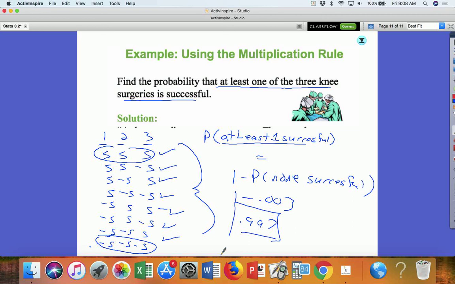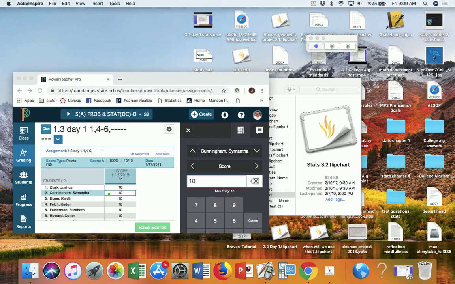Okay, there's the idea of using the complement to really make it easier. Okay, so if it seems really confusing, try finding the complement. And that's hard, right? You gotta think, at least 1 means 1 or more. Well, what's the opposite of 1 or more going well? None going well, okay? So, again, you can try a couple. You'll have some time on Monday.